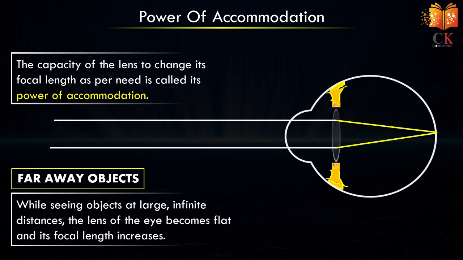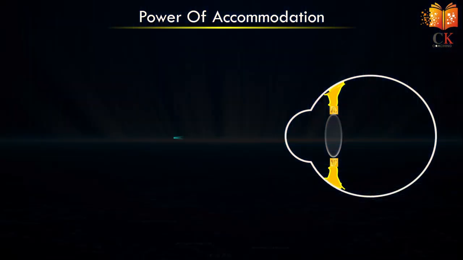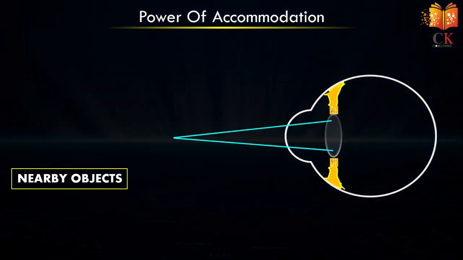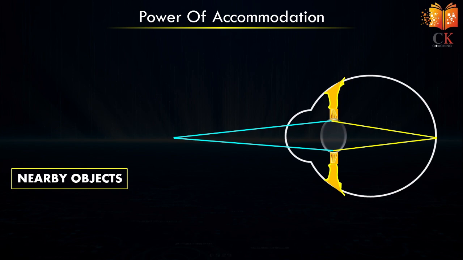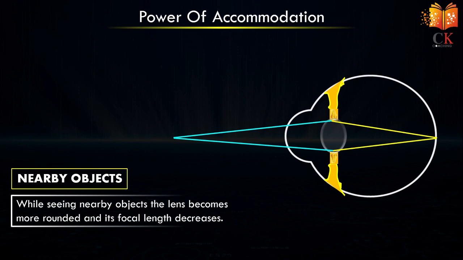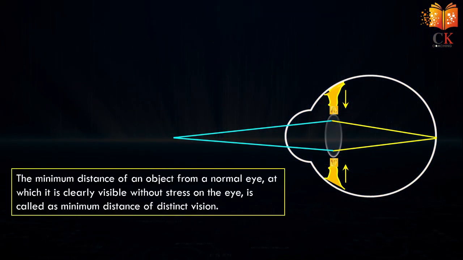Similarly, this is how the case will look for a nearby object. When we are seeing a nearby object, these muscles will apply a little inward push or force, and this is how it widens up. So the lens becomes a little wider, so that the exact image will be formed in the retina. We can see that while we are seeing a nearby object, the lens becomes more rounded and the focal length decreases. So the point to keep in mind is that when we see a far off object, the focal length will increase, and when we see a nearby object, the focal length will decrease.